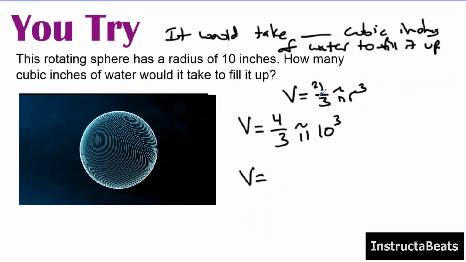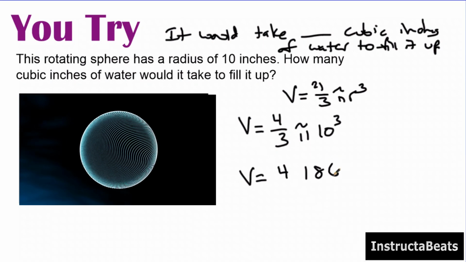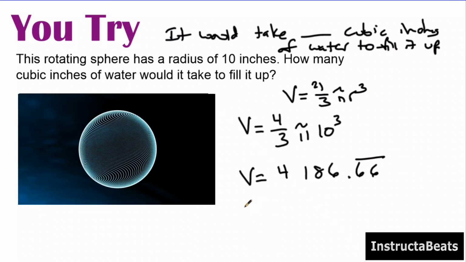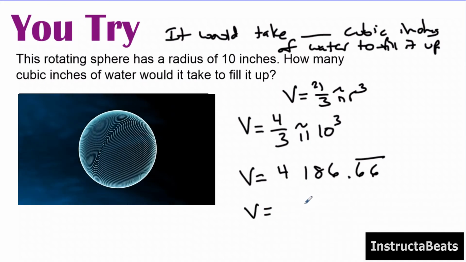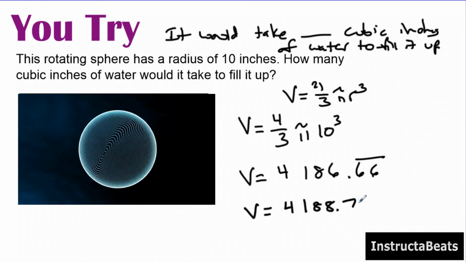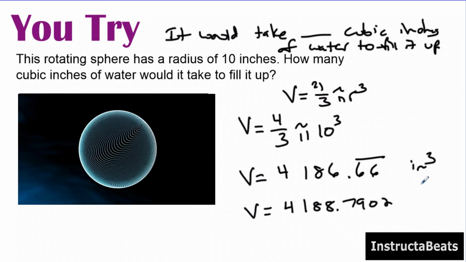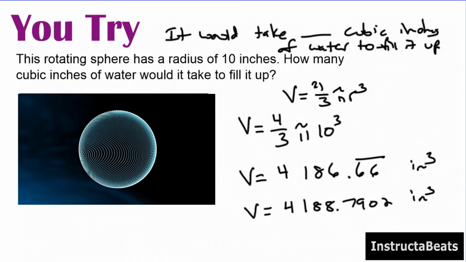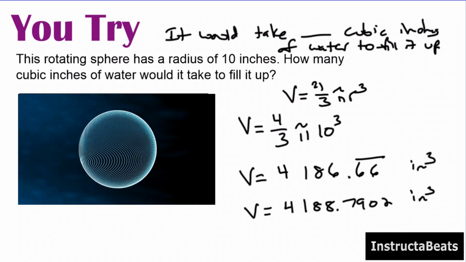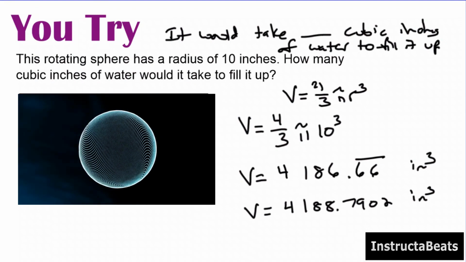Now when I did this one on my calculator that did not have a pi button, I got 4,186.66 repeated. When I did it on a calculator that had a pi button, I got 4,188.7902, and both of these would be inches cubed. So it's pretty interesting the difference between a scientific calculator and just using a phone calculator. Okay, so if you got something a little bit different on the last one, think about what calculator you're using.